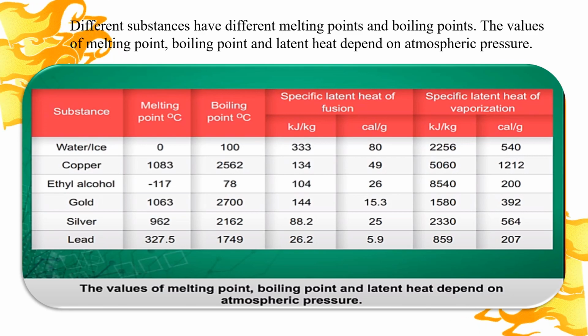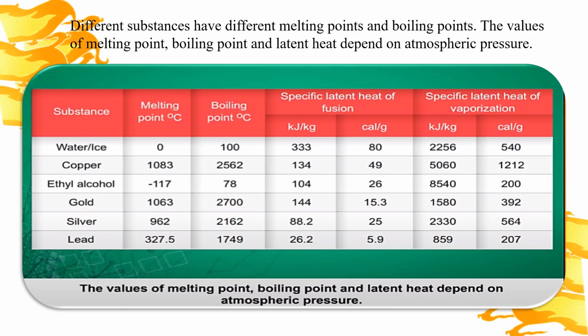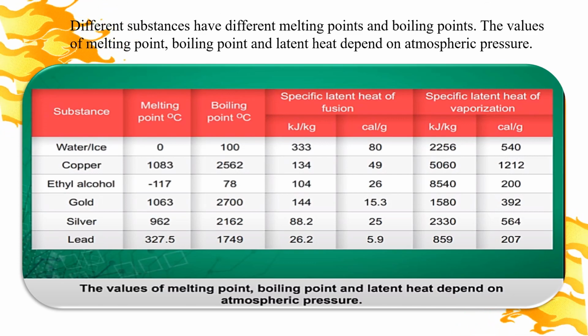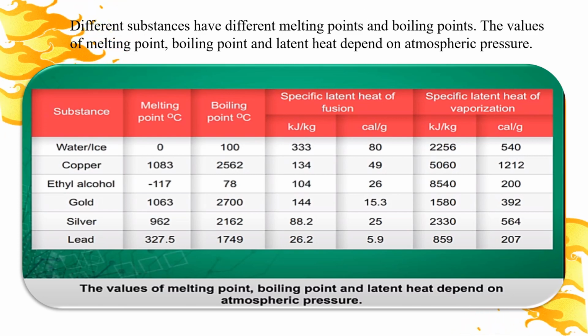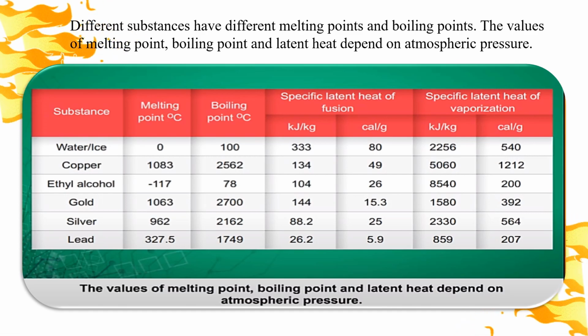So ice ka melting point is 0, the boiling point is 100 degrees centigrade. The latent heat of fusion is 333. Then the latent heat of vaporization is 2256. So this way there is a list of substances given to you and everything is mentioned over here.